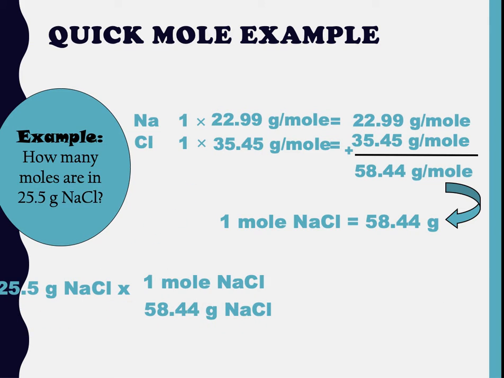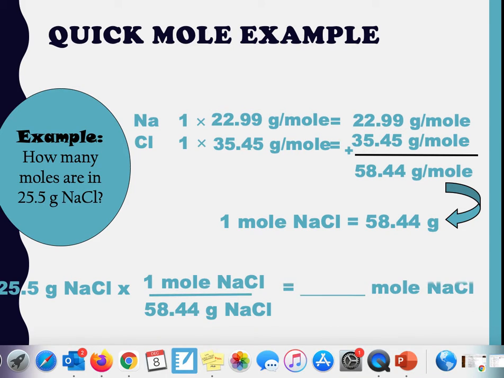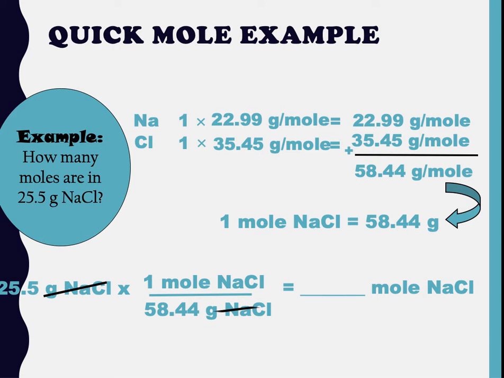And then to convert our 25.5 grams, we would put grams on bottom. So we would be dividing by the 58.44 so that our units cancel. That's the key. Then we would just solve for our number of moles, which in this case, 25.5 divided by 58.44 is 0.44 moles. There is a very high likelihood that on the quiz tomorrow, you're going to have to do something like this as a part of the problem.